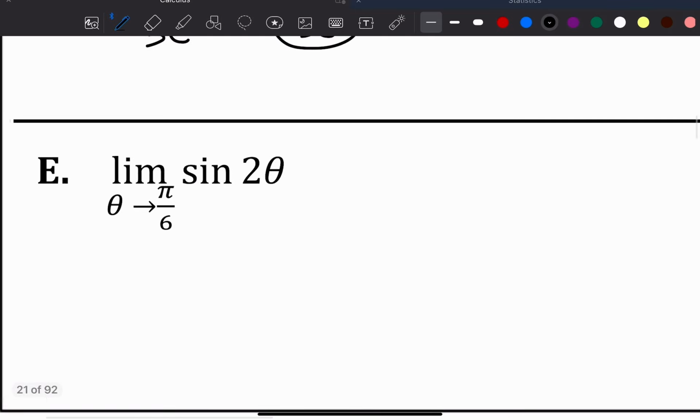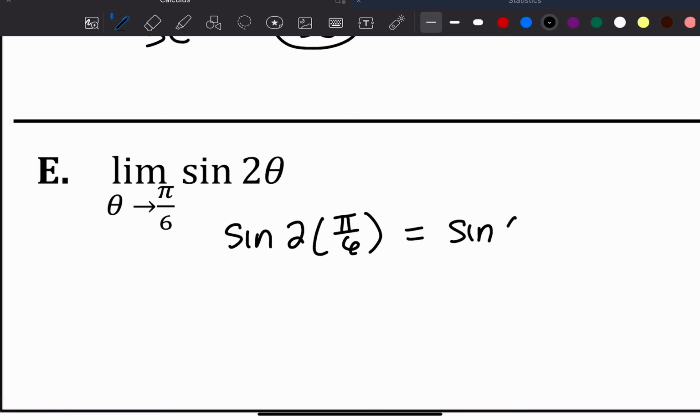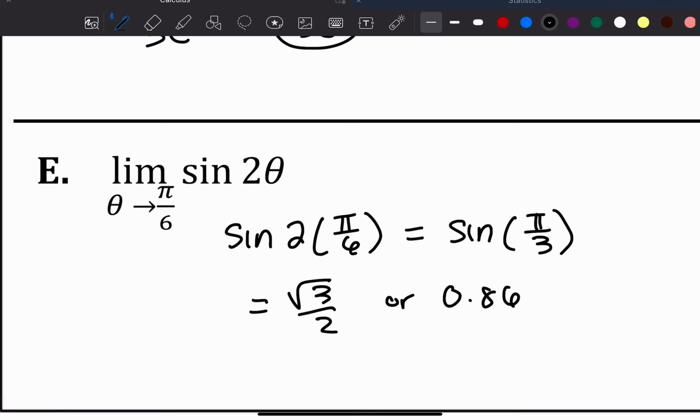Okay, for e, it says the limit as theta approaches pi over 6 of sine 2 theta. We plug in pi over 6 for theta, so this is sine of 2 times pi over 6, which is equal to sine of pi over 3. You can either give me the exact value, which is the square root of 3 over 2, or the decimal, which I believe was 0.8660. Correct me if I'm wrong there. But whatever that is, put it into the calculator.